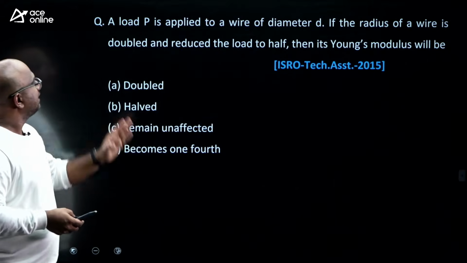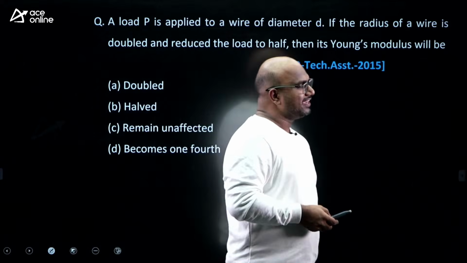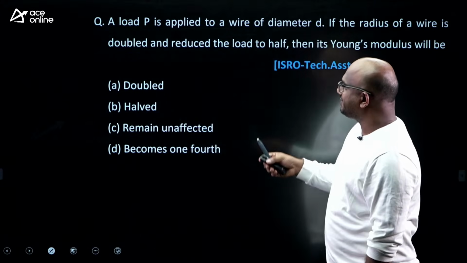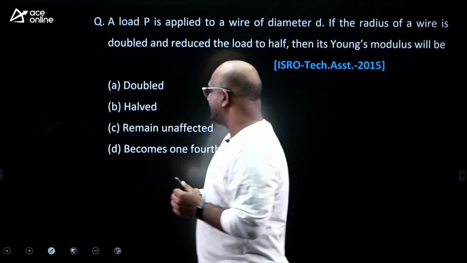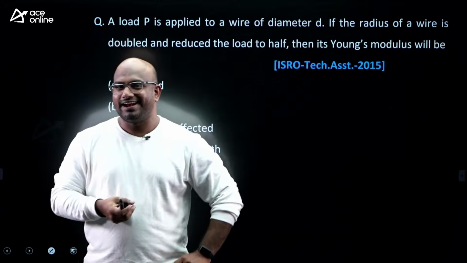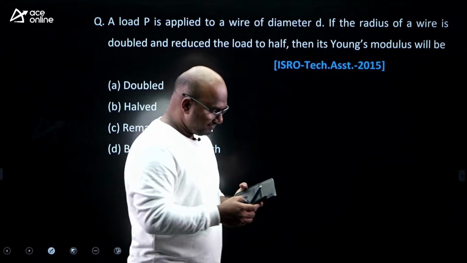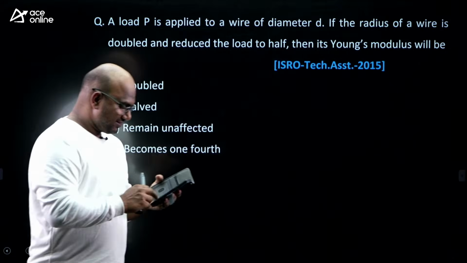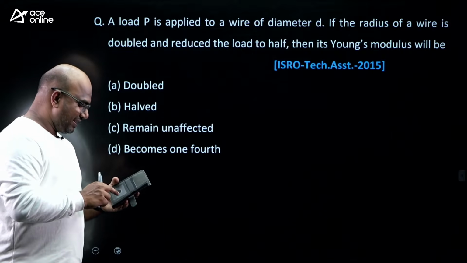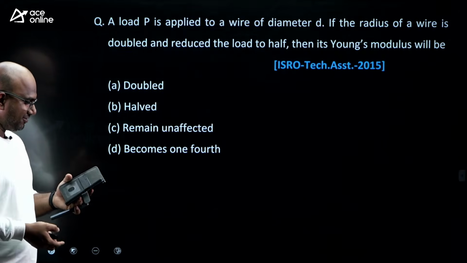A load P is applied to a wire of diameter D. If the radius of the wire is doubled and the load is reduced to half, then its Young's modulus will be. Please check this question, guys. Let us see how many students will give this answer. That's great Rodel, really great. Very good, very good.